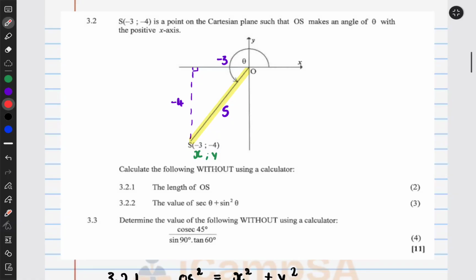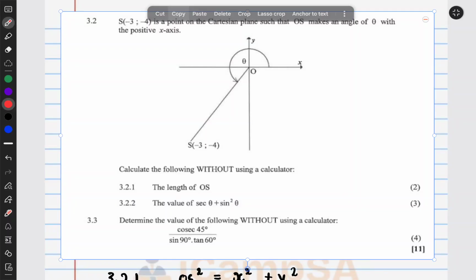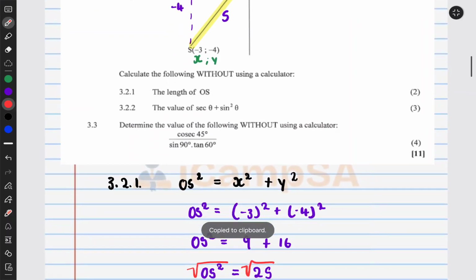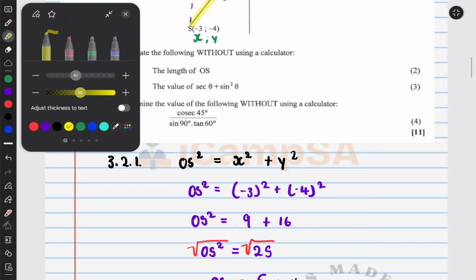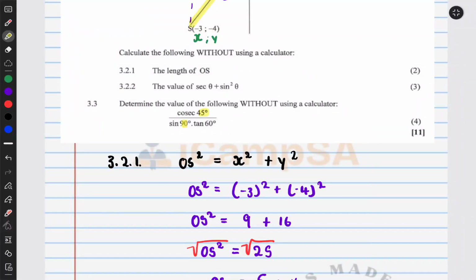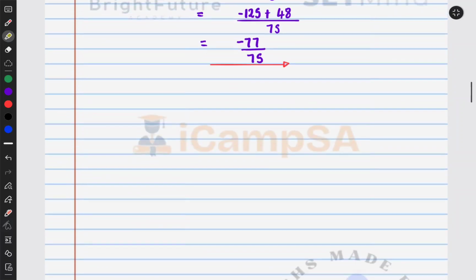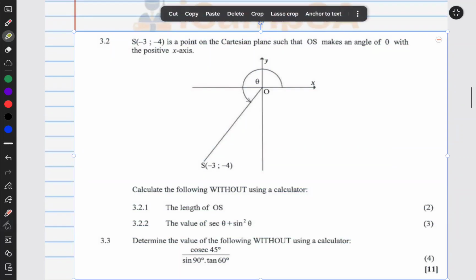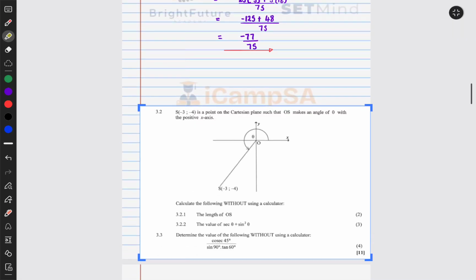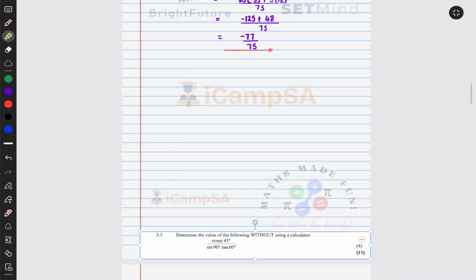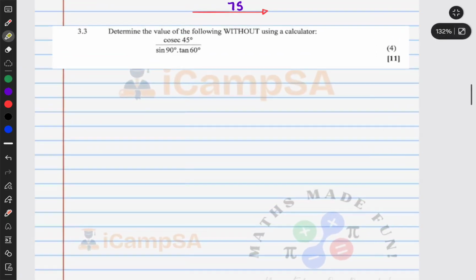Then from there, in 3.3 we are asked to determine the value of the following without using a calculator, and we're given cosec 45 degrees, sin 90 degrees multiplied by tan 60 degrees. You can see by the angles that we are dealing with special angles. So let's come here for 3.3. Let's drop this and just focus on 3.3, which is what we are interested in.